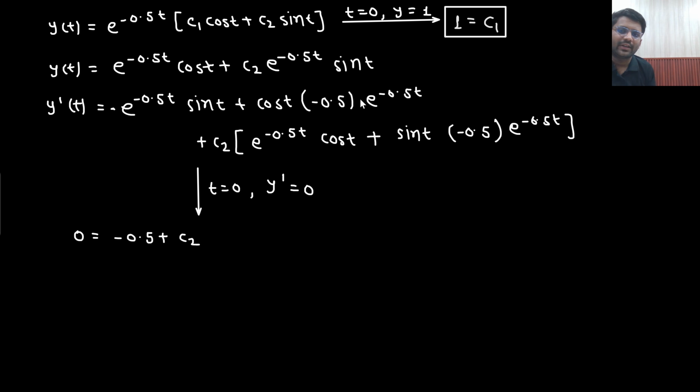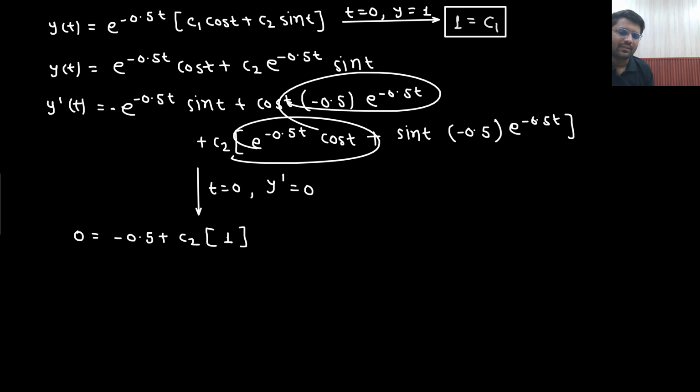If you put t equals to 0 here, this will be gone. t equals to 0, this will be 1, 1 minus 0.5 plus c2. Here you put t equals to 0, cos 0 will be 1 only. So t equals to 0, cos t becomes 1, sin 0 is 0, so this term will be gone. Whatever term of sin is there, that will be gone. Only these terms will be left, right?